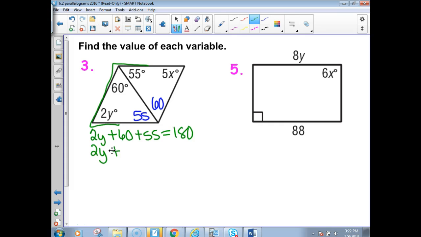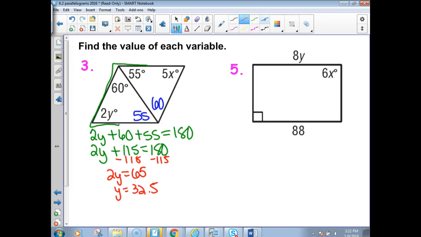All right, so I'm going to add 60 and 55, get 115. I'm going to subtract my 115. I'm going to have 2 times y is 65. Yep, divide by 2, you get 32.5.